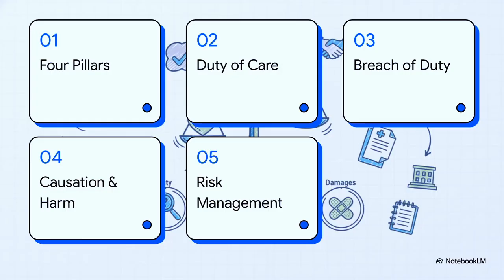Okay, so here's how we're going to break this down. We'll start with the 4 pillars of negligence. Then we'll dive into each one. What is a duty of care? What counts as a breach? And how do you link that breach to actual harm? And finally, we'll wrap it all up by turning this legal stuff into practical risk management you can use every day.